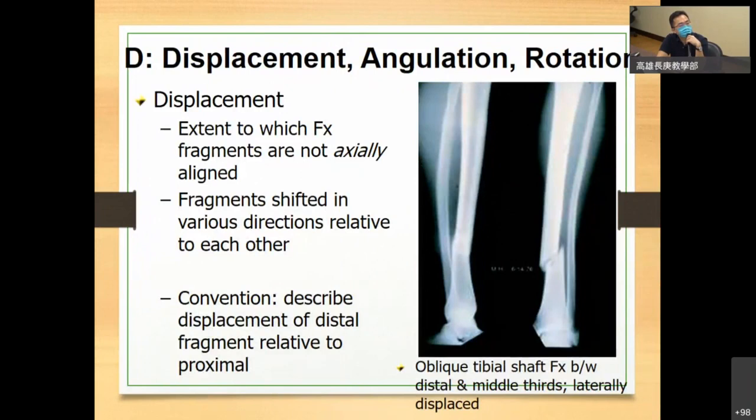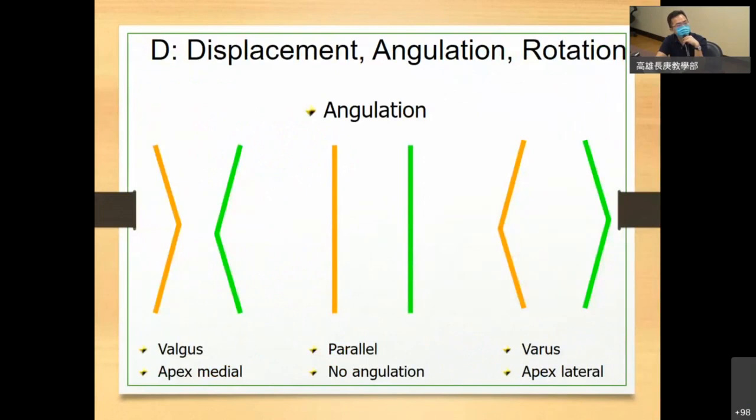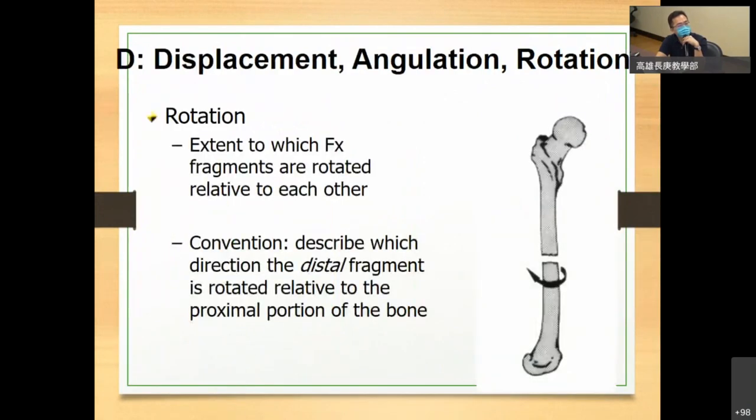Okay, so the next is D. D means displacement. We use angulation or rotation to describe the fracture pattern, and I already covered this in the previous PowerPoint, so I will skip this slide. Angulation, you should describe the apex, for example apex medial. And rotation: if the fracture is over the shaft of a long bone, a rotation problem may frequently happen, so you should also describe rotation.